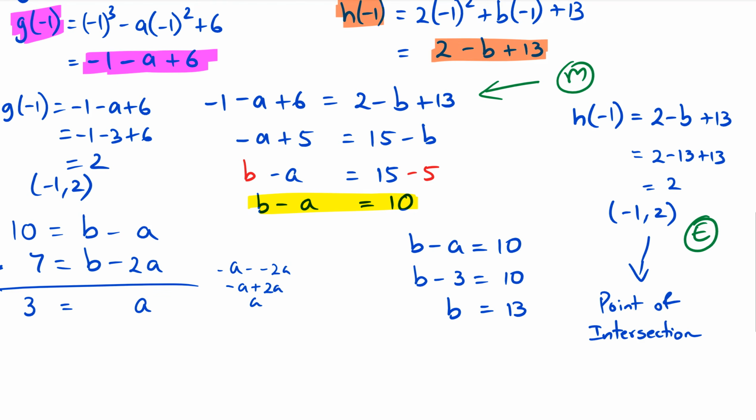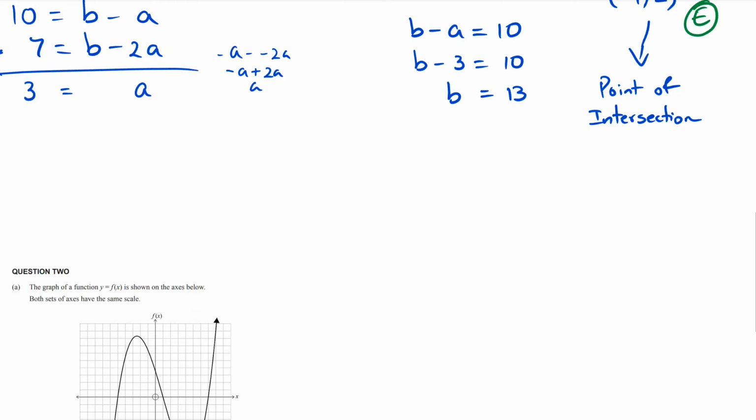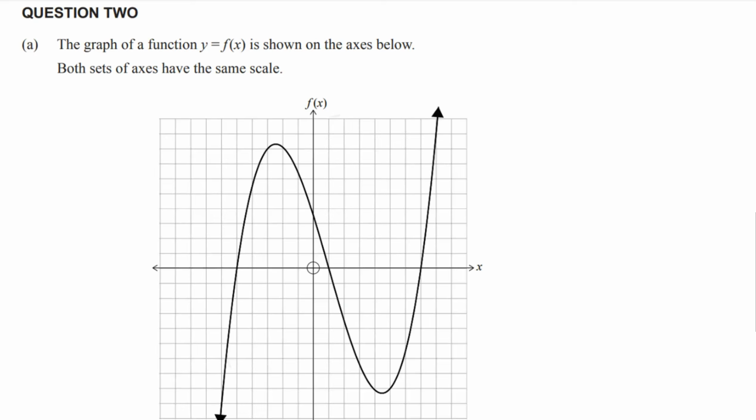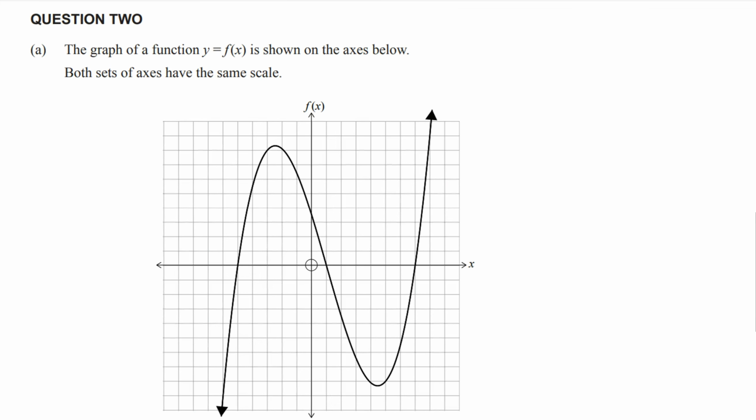Okay, cool. So that is it for question 1, guys. Now we go to question 2. Okay, question 2, I apologize that it's so tiny, but let me just show you guys what it looks like. So this is the question here.